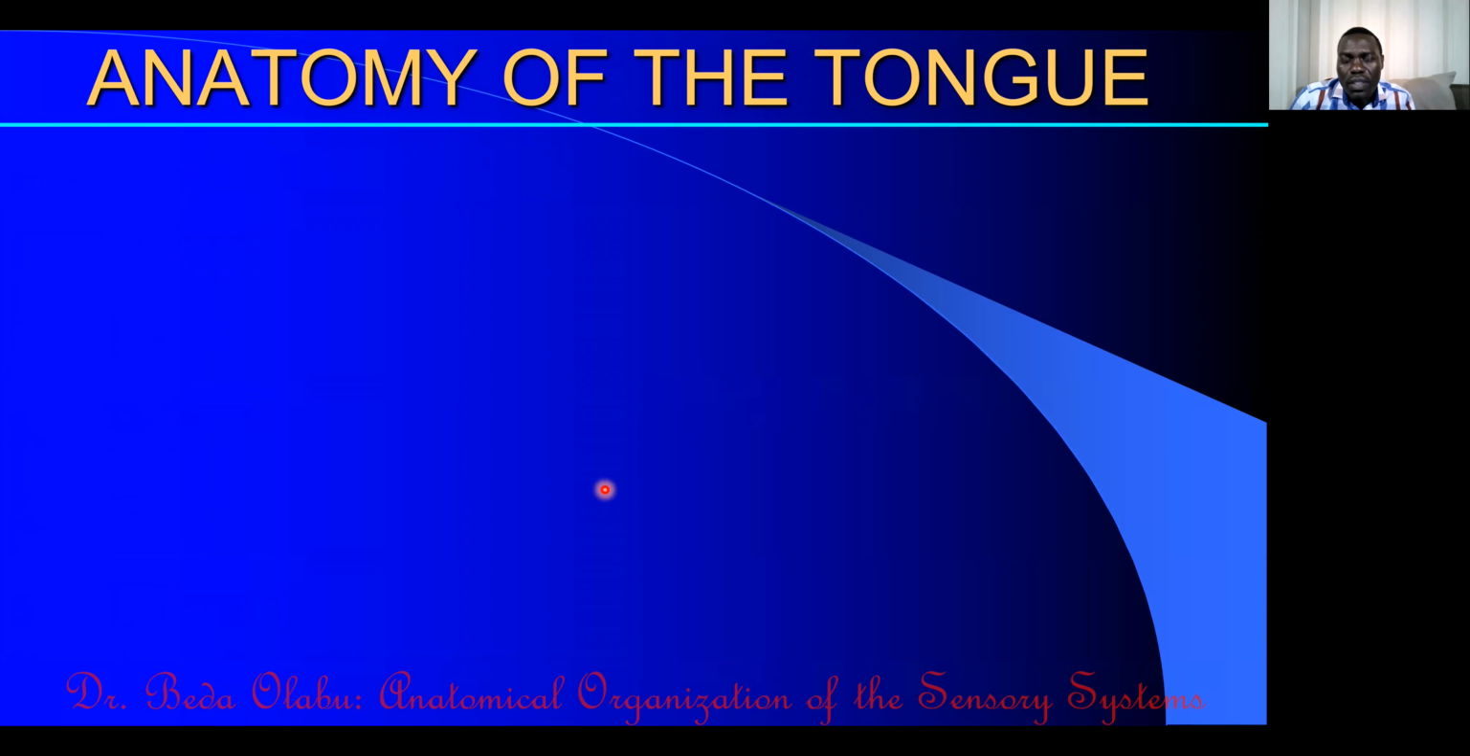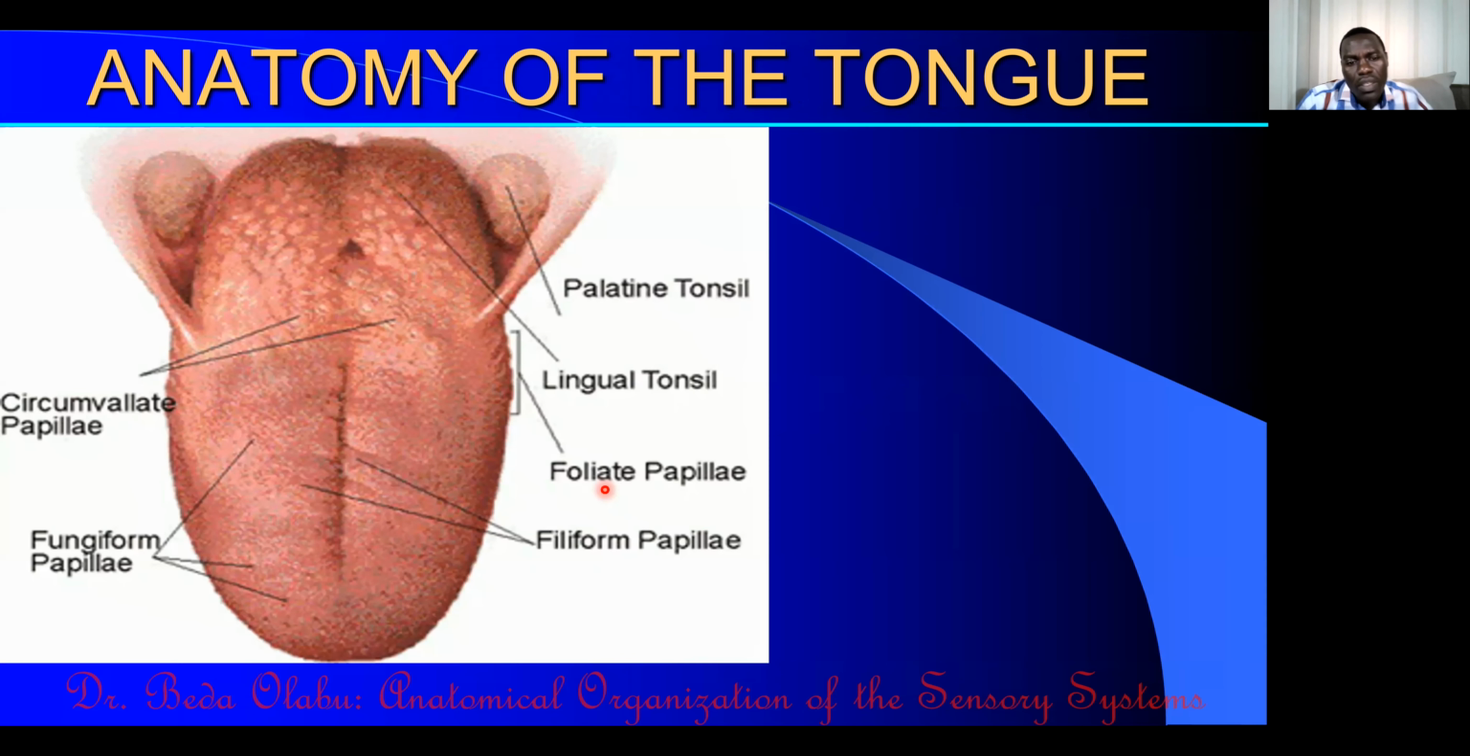Before we talk about taste pathway, let's talk about anatomy of the tongue. So the tongue has a tip here and its body. The body of the tongue has 2 parts. The anterior 2/3 of the tongue is largely found within the mouth. And so we call it the oral tongue, the tongue in the mouth.